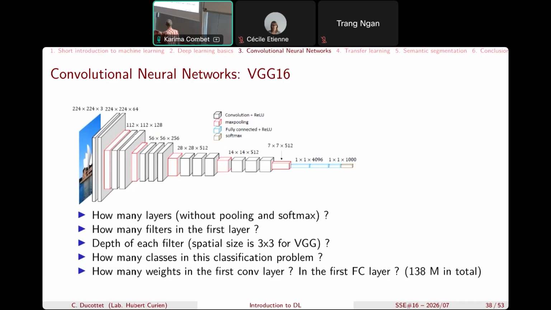Then you have the fully connected layers. You have a fully connected layer with 4,000 neurons, another one with 4,000 neurons, and then the last one, with 1,000 neurons. Why is the last one 1,000 neurons? Because this system is doing a 1,000-class classification task, classifying a data set called ImageNet, which has 1,000 different classes. And at the end there is a softmax to predict probabilities.